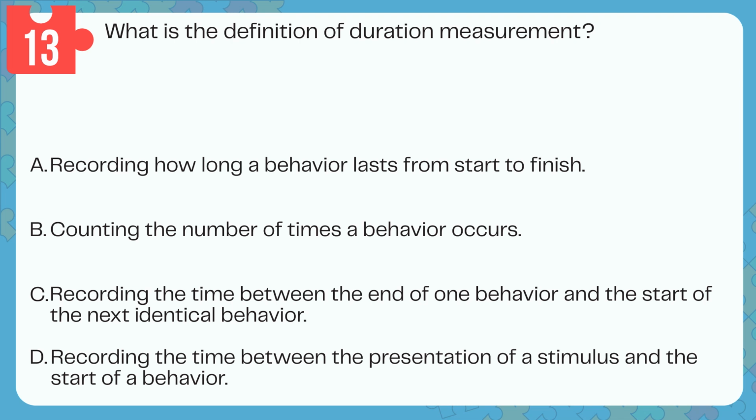Question 13. What is the definition of duration measurement? A. Recording how long a behavior lasts from start to finish. B. Counting the number of times a behavior occurs. C. Recording the time between the start of a stimulus and the start of a behavior. D. Recording how much time passes between two occurrences of the same behavior.